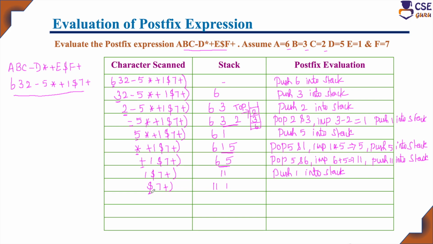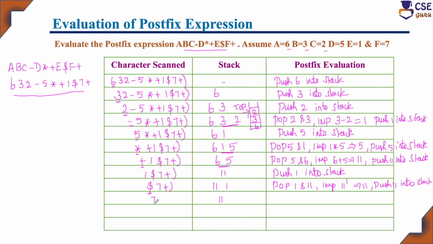And the next input character is dollar, in the sense you need to implement exponent only. Okay, so 11 power 1 you have to implement. Now this is an operator, so you have to pop the top two elements and implement the corresponding operation. Pop 1 and 11 and then implement 11 power 1. The value you will get is 11 only. Now push 11 back into the stack. The result you have to push back into the stack itself. So stack content will be 11 only.